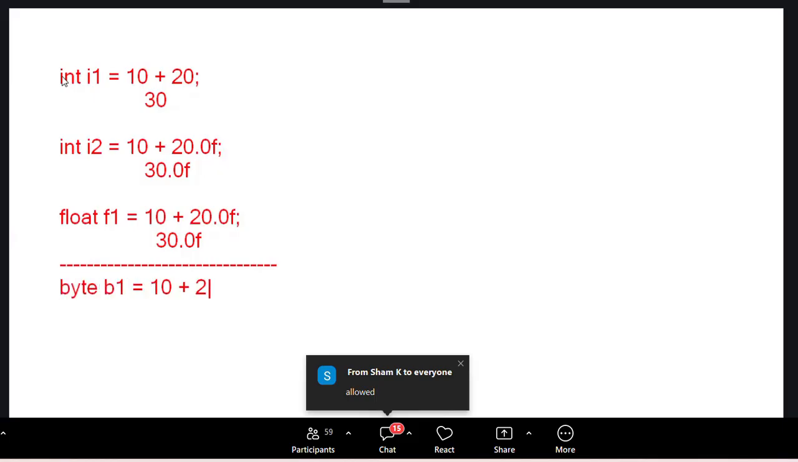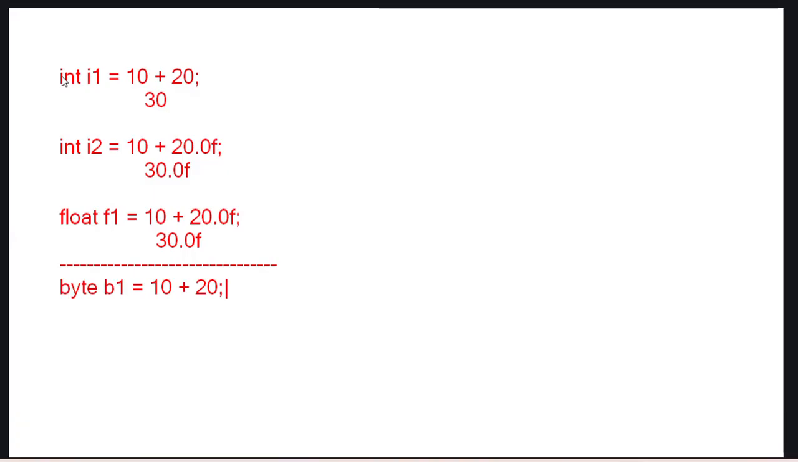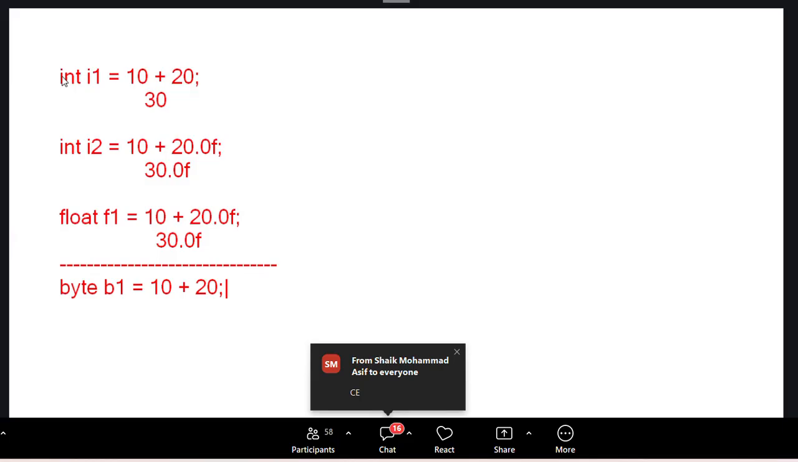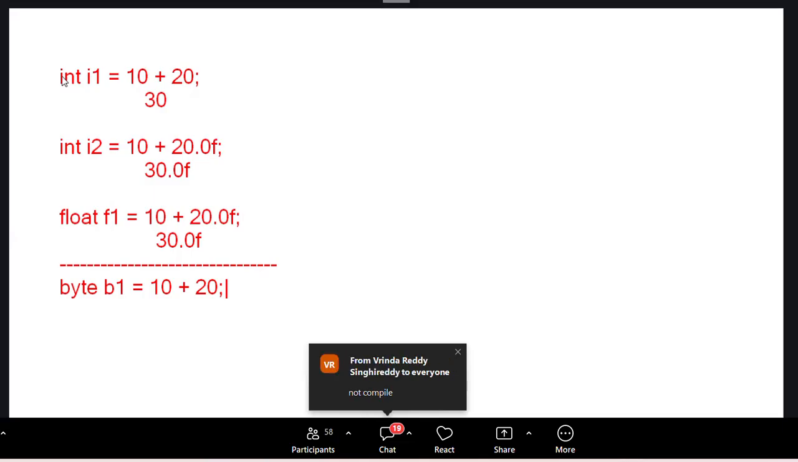byte B1 equal to 10 plus 20. The compiler will not compile. byte B equal to 10 plus 20. The compiler will not compile. Hey, 10 plus 20, int plus int, result is what? Int. How can an int be assigned to a byte?